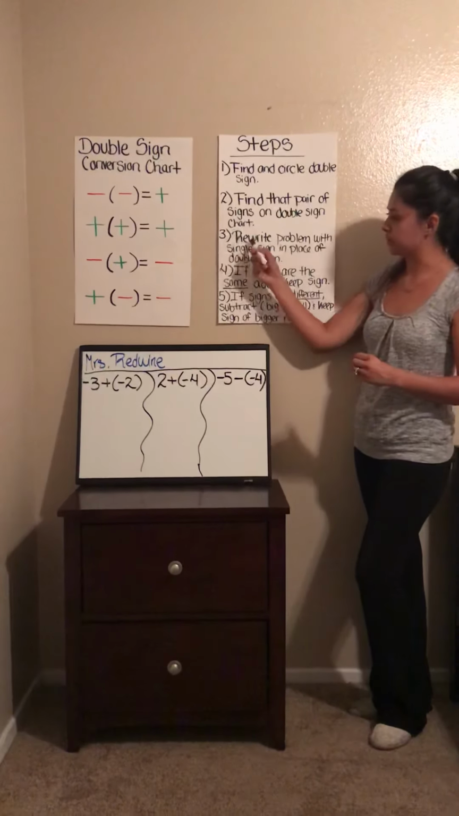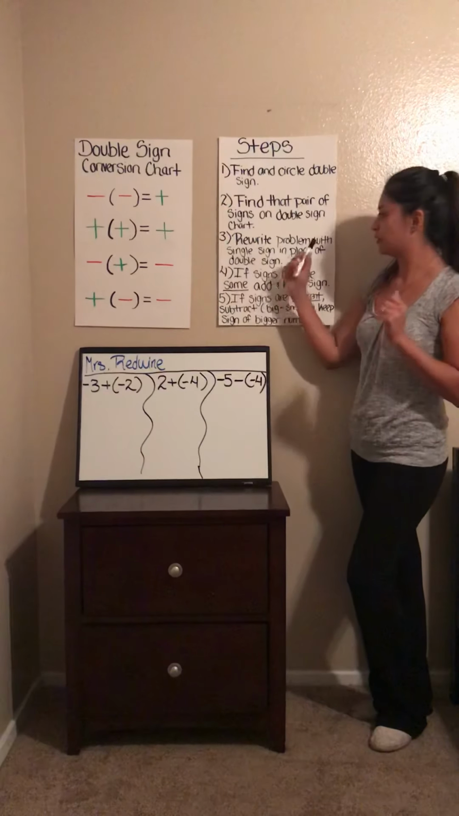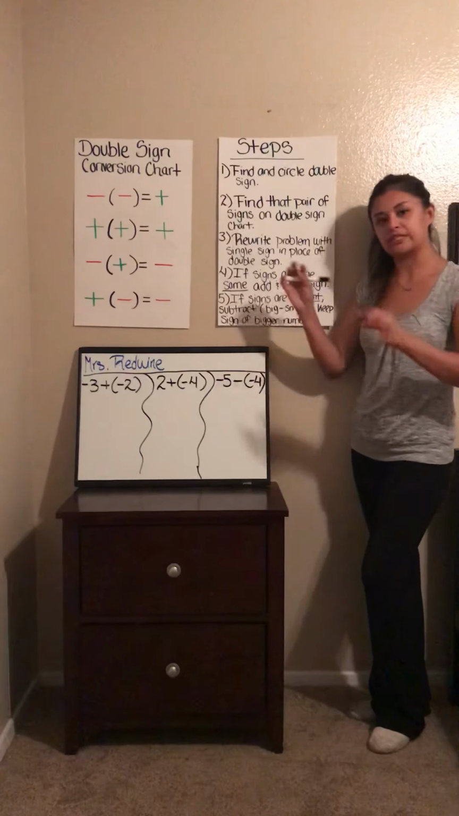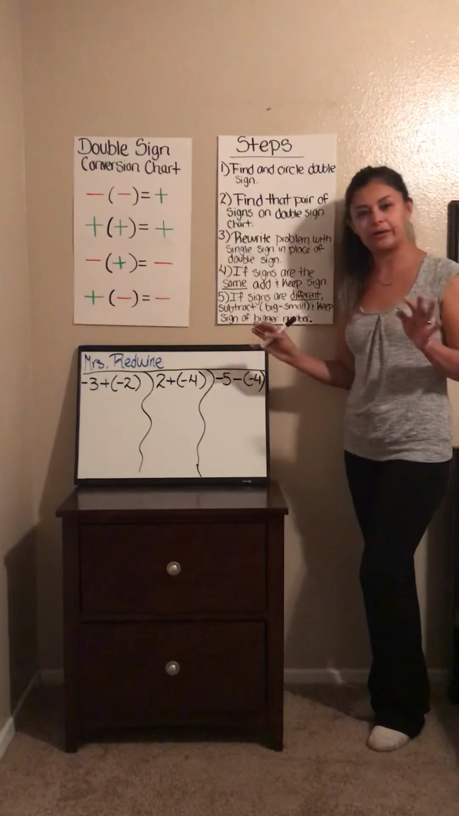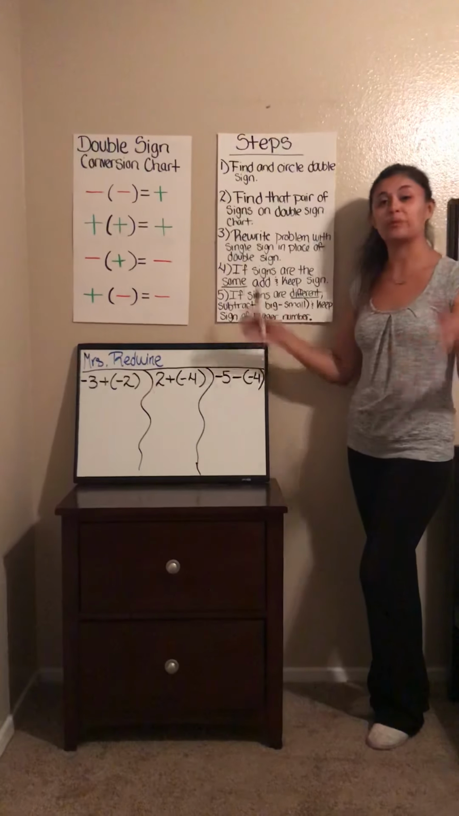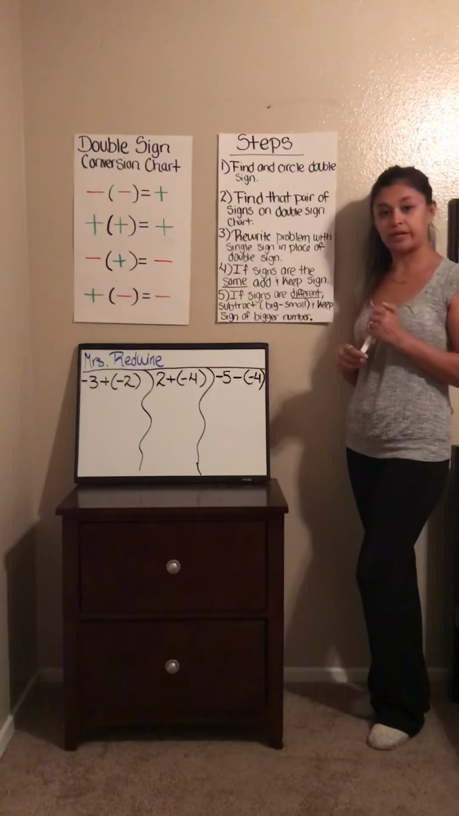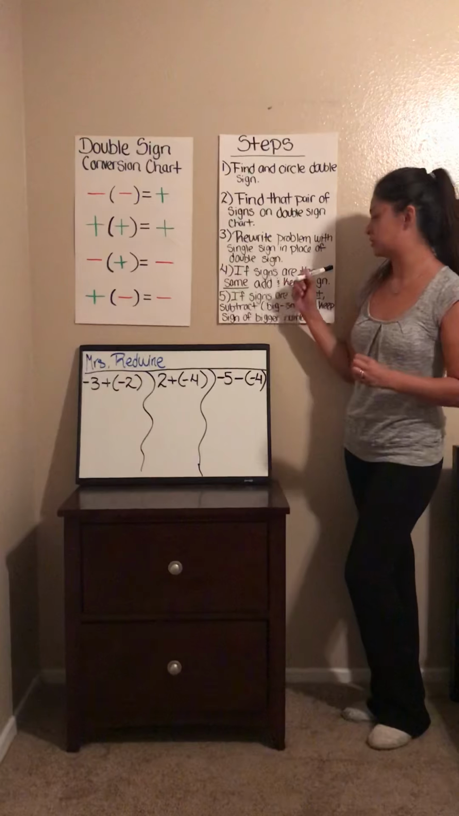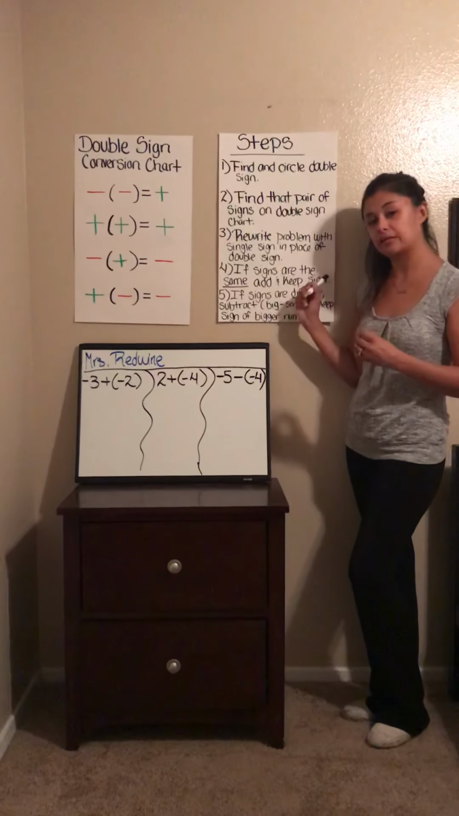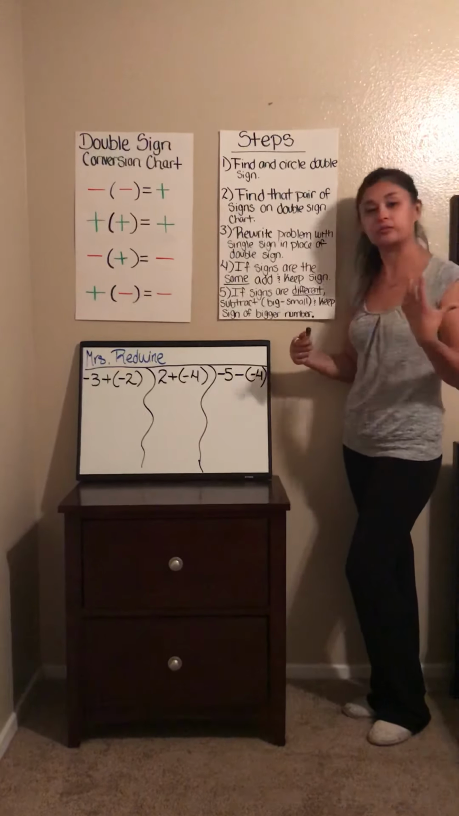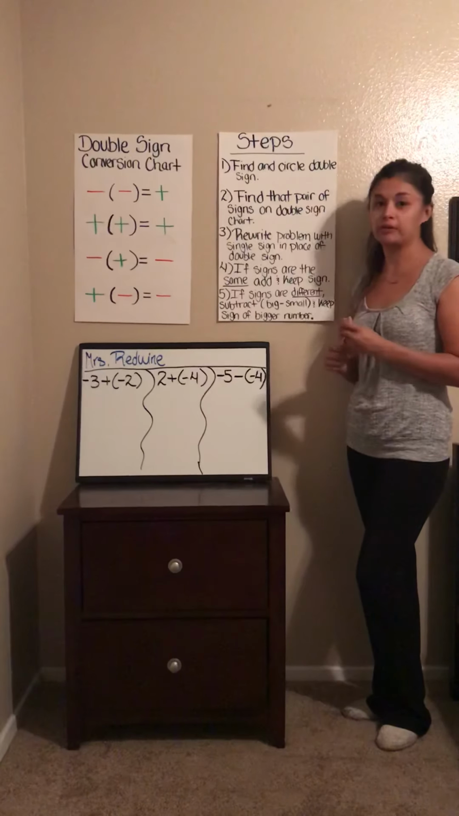So we go to number 3. We're going to rewrite the problem with a single sign in place of the double sign. Because again, we don't want to have all these signs. It's a lot easier and better to just have one sign. We're just converting all of our equations so we can have one sign and come up with our answer, okay? And then number 4, if the signs are the same, we're going to add and keep the sign. If they are different, we're going to subtract the numbers, the bigger minus the smaller number, and then keep the sign of the bigger number.